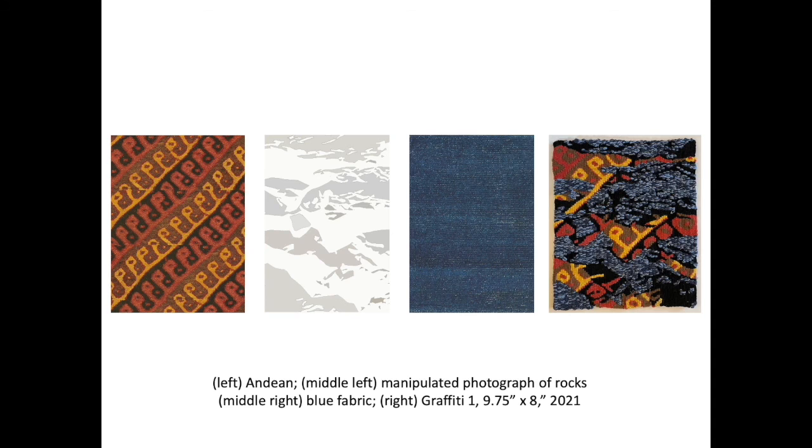Graffiti 1 combines a detail from an Andean textile which has been duplicated 3 times, a photograph of rocks that has had a Photoshop filter applied to it, and a blue textile. On the far right is the tapestry. It is woven with 2 different densities. The coarser areas are blue. They employ cotton and metallic yarns that contrast materially with the finer sections using wool.